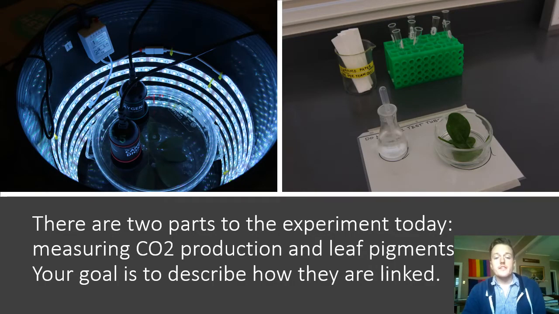Right. So in addition to the lighting conditions that we're going to be using, there are two major parts of this experiment that you need to be thinking about. The carbon dioxide production that you'll be measuring, and then the leaf pigments that are present in the plants that we're looking at. And the goal is really to describe how these pigments are linked to carbon dioxide production.